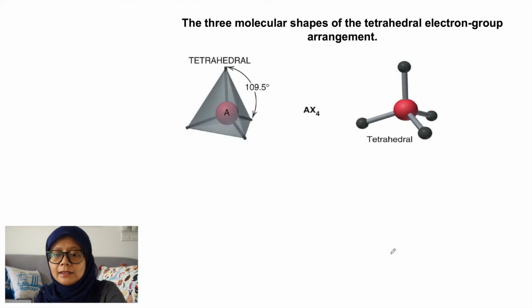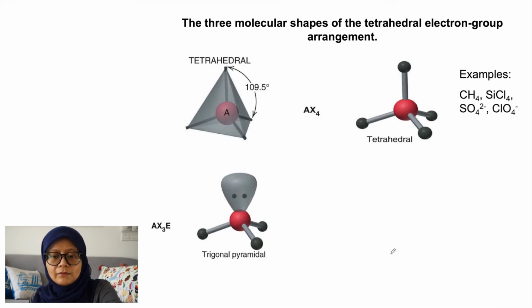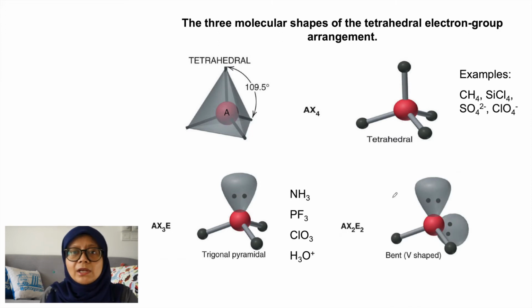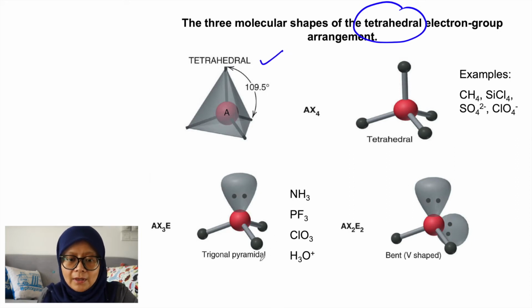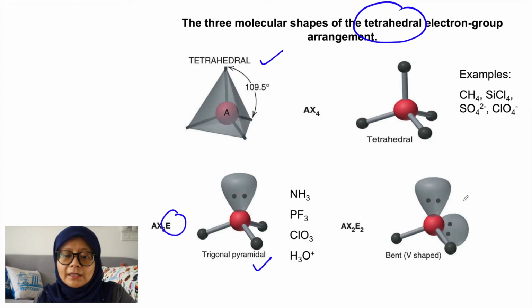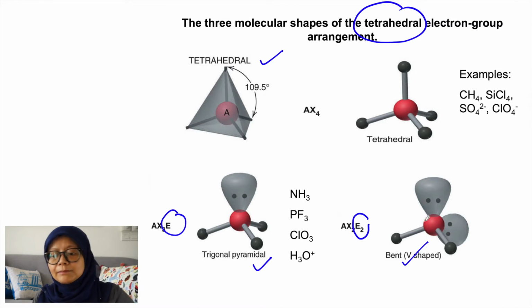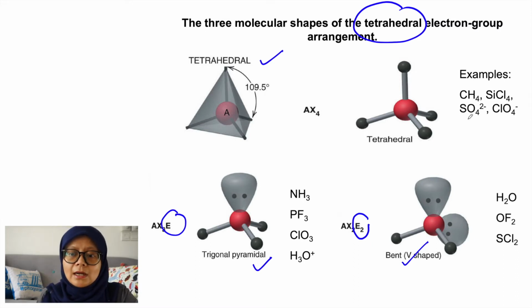These are the examples of three molecular shapes that actually come from the structure of tetrahedral. First we have tetrahedral, and then second we have trigonal pyramidal with one lone pair, and last but not least we have bent or V shape with two lone pairs on the central atom. So these are all the examples of the three molecular shapes of the tetrahedral.